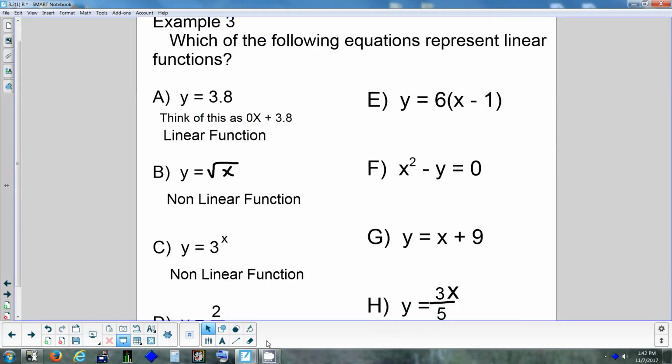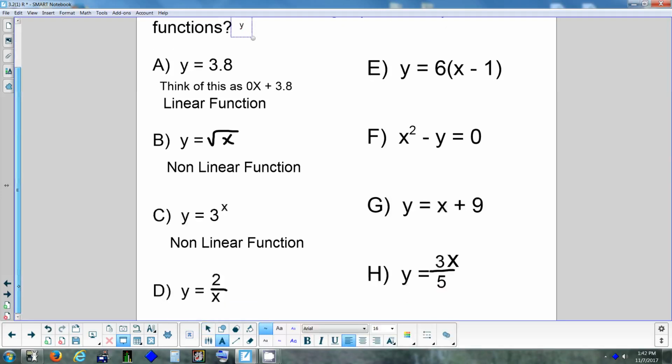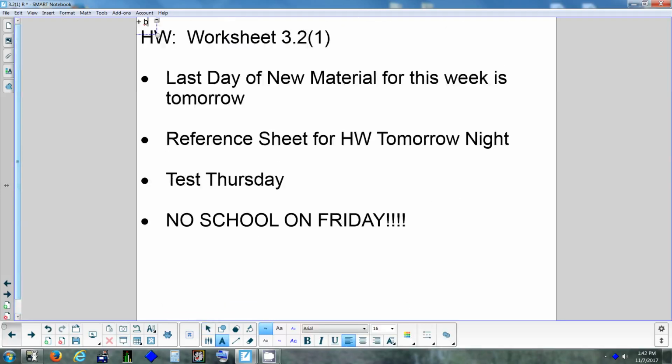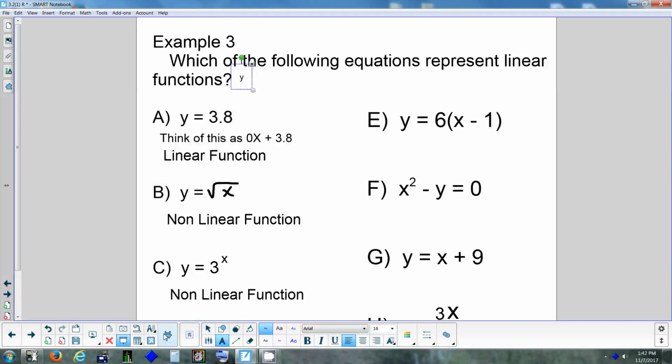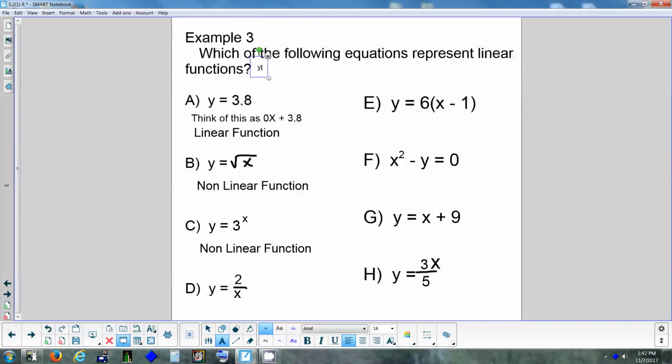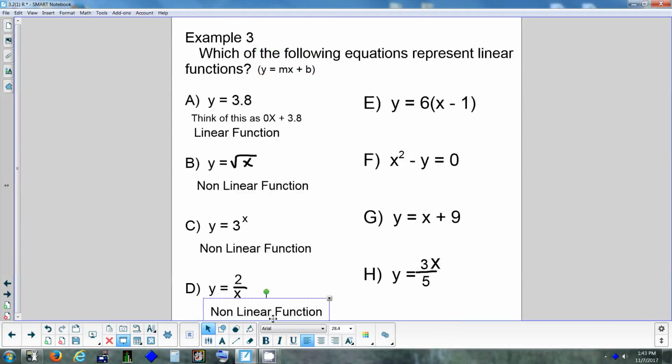D says y equals 2 over x. Is that going to be linear or non-linear? Non-linear, right? Remember, we said we can't have a variable as the bottom part of a fraction. If it was y equals x over 2, that'd be okay, because the variable would be the top part of the fraction. We don't want the variable as the bottom part.